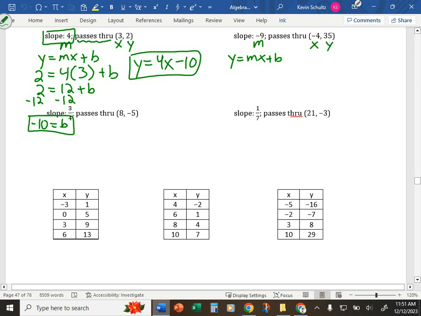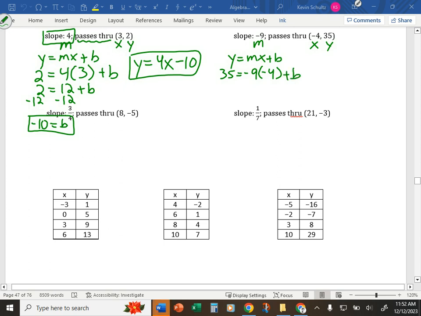Okay, what did you write down? Set this equation up. You are given enough information. You're given the slope. You're given values for x and y. We have to solve for b. What's the equation that we'll be using to solve? 35 equals negative 9 times negative 4 plus b.